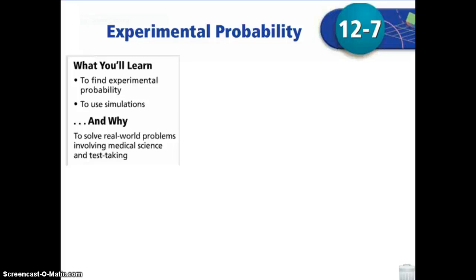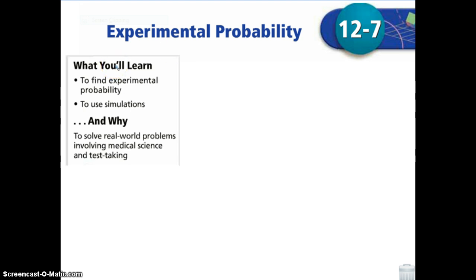Alright, so yesterday we talked about the counting principle and theoretical probability. Now today we are going to talk about experimental probability. So let's talk about the difference between theoretical and experimental.